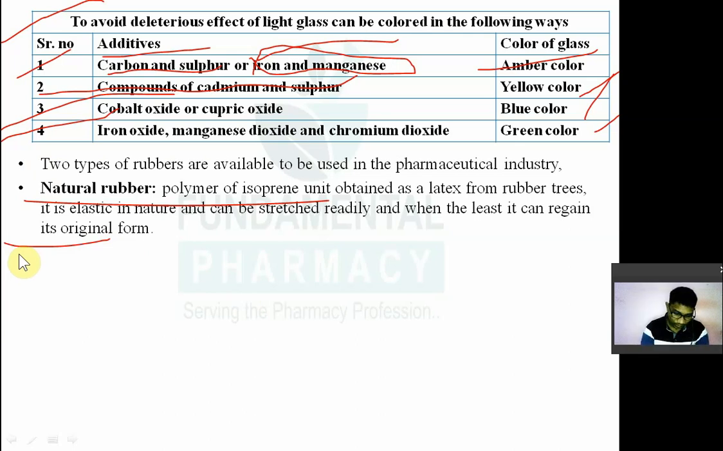We'll just take the time. Okay, 10 minutes. So natural rubber is nothing but the polymer of isoprene unit.